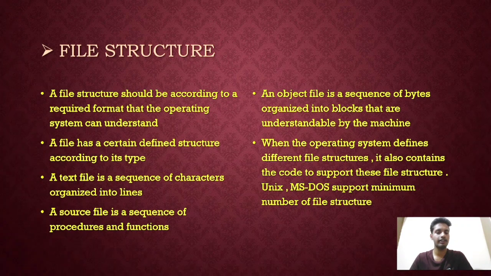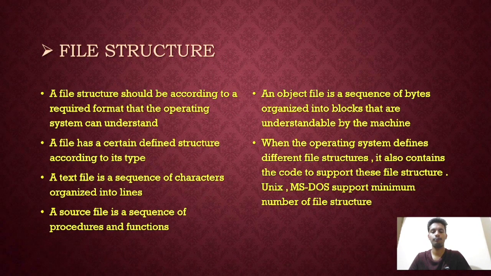A file has a certain defined structure according to its type. A text file is a sequence of characters organized into lines. A source file is a sequence of procedures and functions. An object file is a sequence of bytes organized into blocks that are understandable by the machine. When the operating system defines different file structures, it also contains the code to support these file structures.